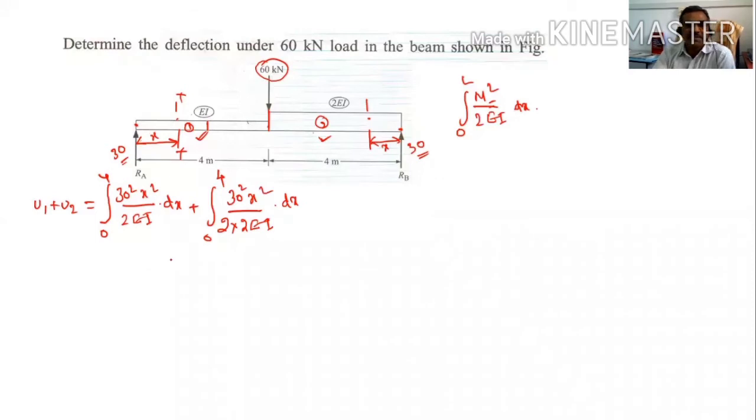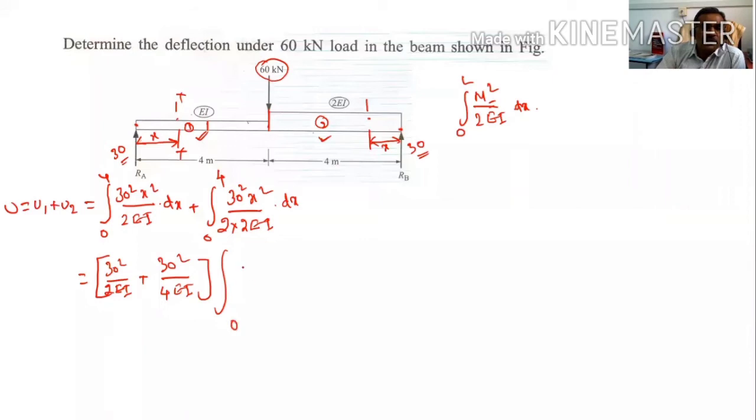So now we have to integrate and apply the limit. You will get the total energy stored in the beam. That is equal to, let us take commonly outside, 30 squared by 2EI. Here 4EI. Let us take it like this: 30 square divided by 2EI plus 30 square divided by 4EI.